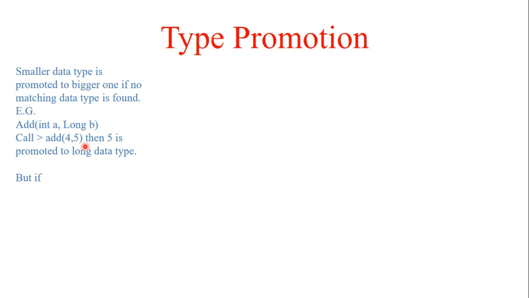So remember my concept: a smaller thing can be adjusted into a bigger box. So a smaller integer value can be adjusted into the bigger long box, that is b. But the opposite is not true. This is called type promotion. If you call add 4, 5, then this particular method is called, and 5 is promoted to a long value, though it is by default an integer. 5 is an integer.